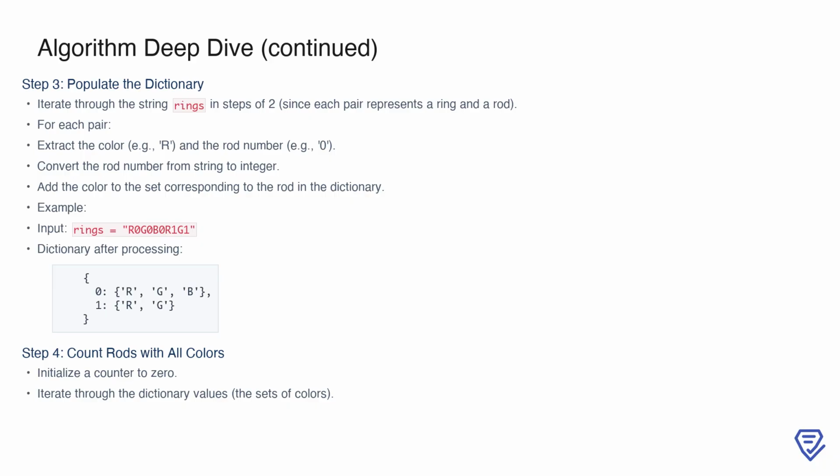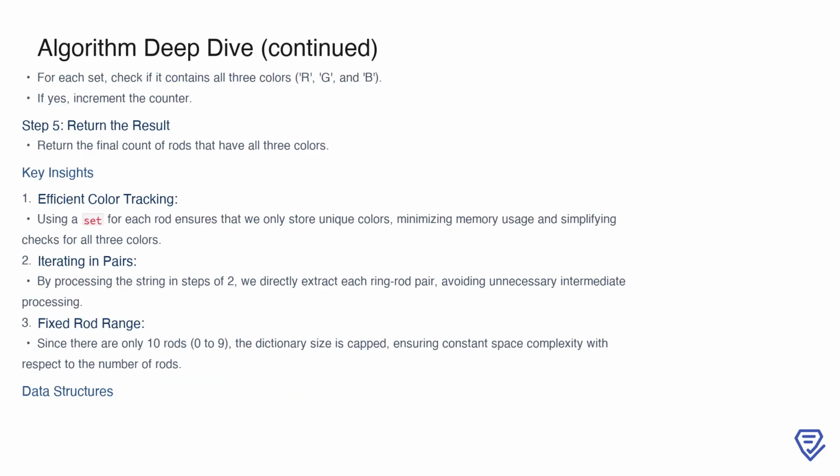This way, the dictionary efficiently tracks the state of each rod, ensuring that duplicate colors do not inflate the data unnecessarily. Once the dictionary is populated, the next step is to count the rods that have all 3 colors. To do this, we initialize a counter at 0 and iterate through the sets of colors in the dictionary. For each set, we check if it contains all 3 colors: red, green, and blue. If the condition is met, we increment the counter. At the end of this process, the counter will hold the total number of rods that have rings of all 3 colors. Finally, we return this count as the result, which directly answers the problem's requirement.